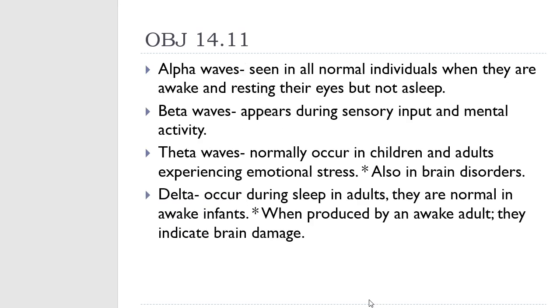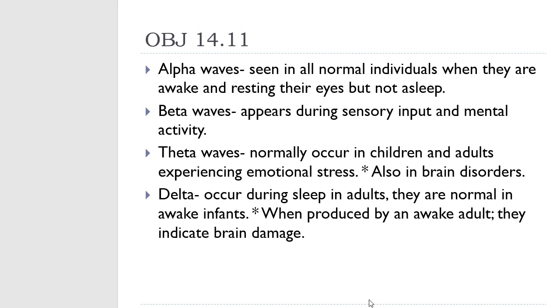So the alpha waves are seen in all normal individuals when they are awake and resting their eyes, but they're not asleep. So if you think about it, you've seen your grandmother or an older person say they're not asleep, they're just resting their eyes. That is very possible. So you can be standing in meditation, or you could be in prayer and you're awake and resting your eyes, but you're not asleep. Beta waves we see during sensory input and mental activity. So going through anatomy and physiology class, or playing chess, or anything that you're concentrating on.